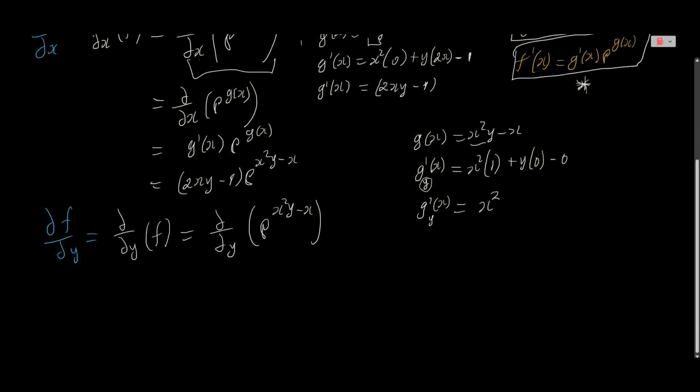Now we are going to substitute that in our function. Remember, this derivative is simply g prime of x e raised to the power x squared y minus x. Remember, here is in terms of y and here is in terms of x. You don't need to do all of this, but just for clarity. So g prime of x here will simply be x squared e raised to the power x squared y minus x. So that's it.